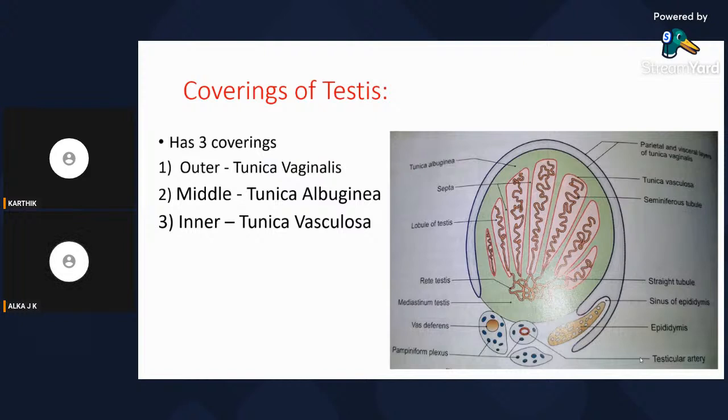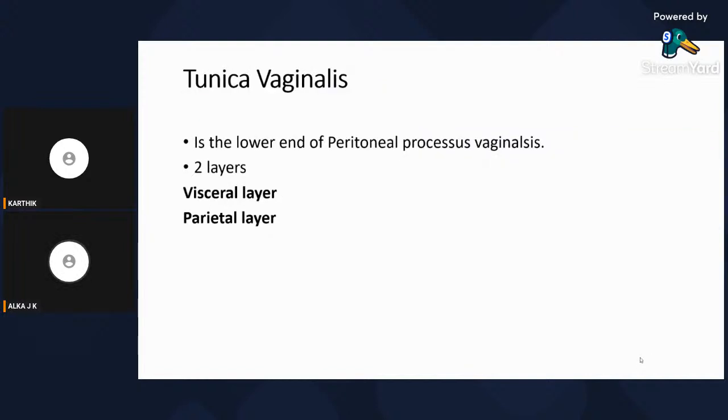Coverings of testes: the outermost tough layer is known as tunica vaginalis, which represents the lower persistent portion of processus vaginalis. It is invaginated by the testes and has a parietal and visceral layer. It covers the whole testis except for its posterior border. So tunica vaginalis has two layers, parietal layer and visceral layer.